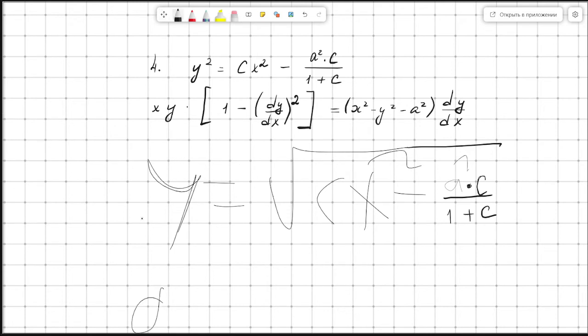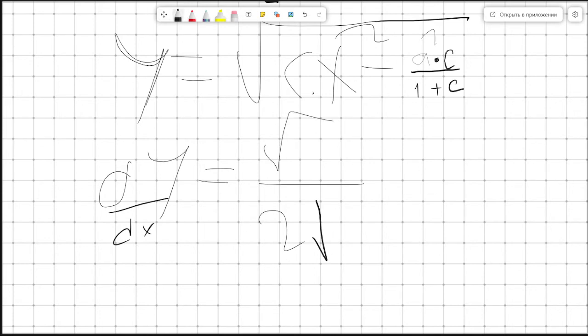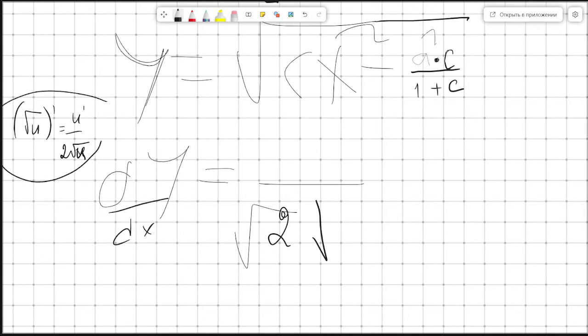Of this y, dy over dx, right? Of square root, that we write down. dy over dx. Not the square root in the denominator, cx squared, not in the numerator. 2 square root of cx squared, because the derivative of square root of u is u prime over 2 square root of u. This formula.